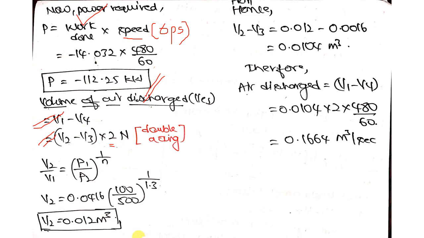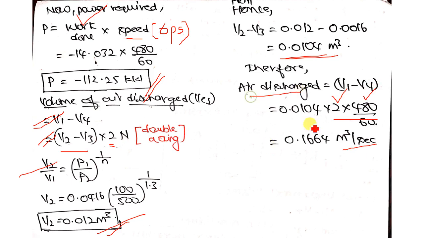Okay. Once the value of V2 is known, calculate the value of V2 minus V3. Multiply it by 2 because it is double acting, and with the speed because you have to calculate per second. So, the final answer of air discharged is 0.1664 meter cube per second. So, this is the problem on the single acting air compressor considering the clearance volume.